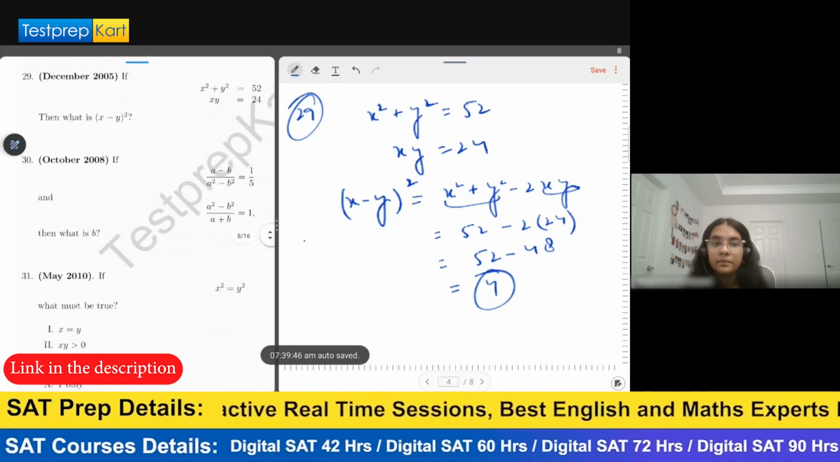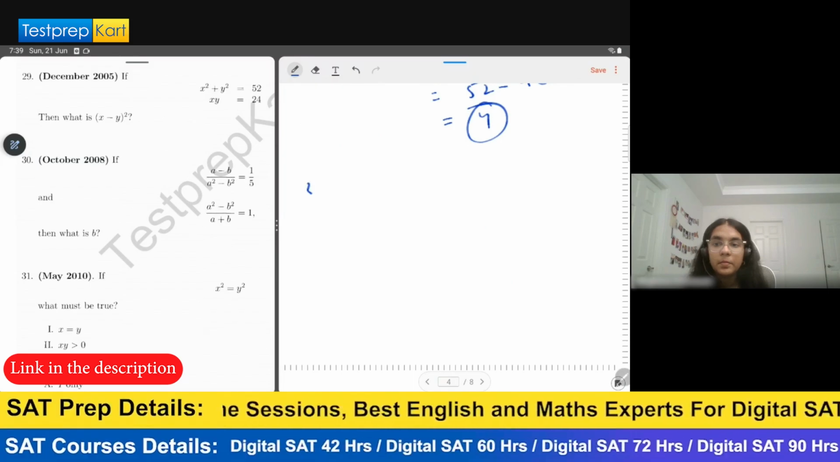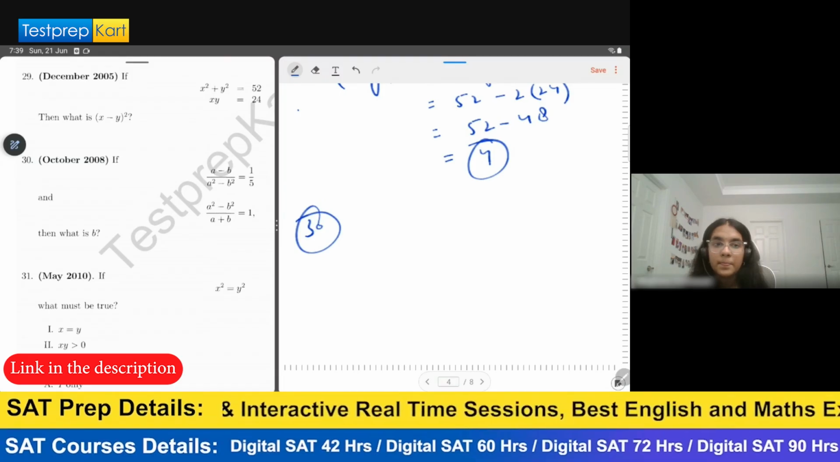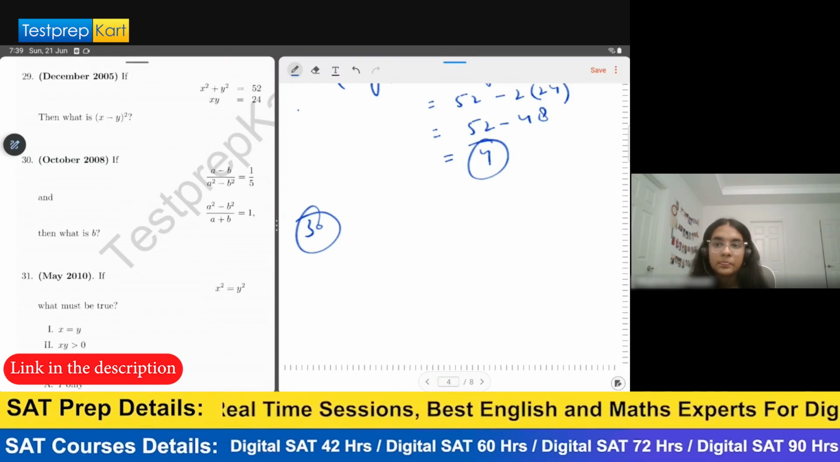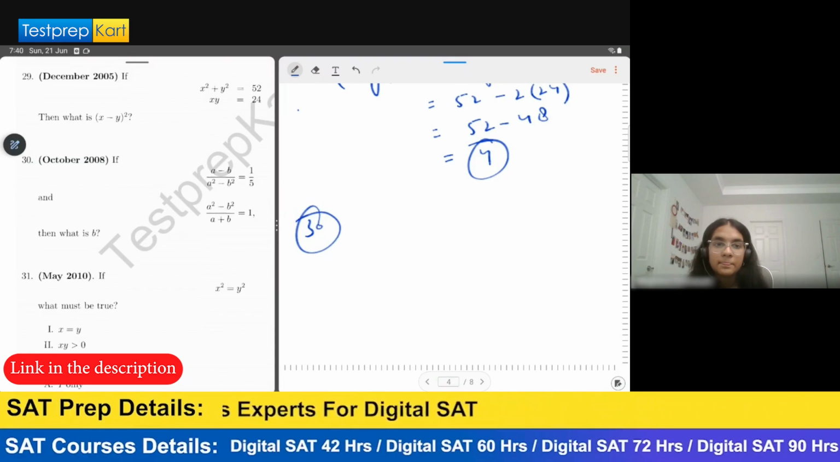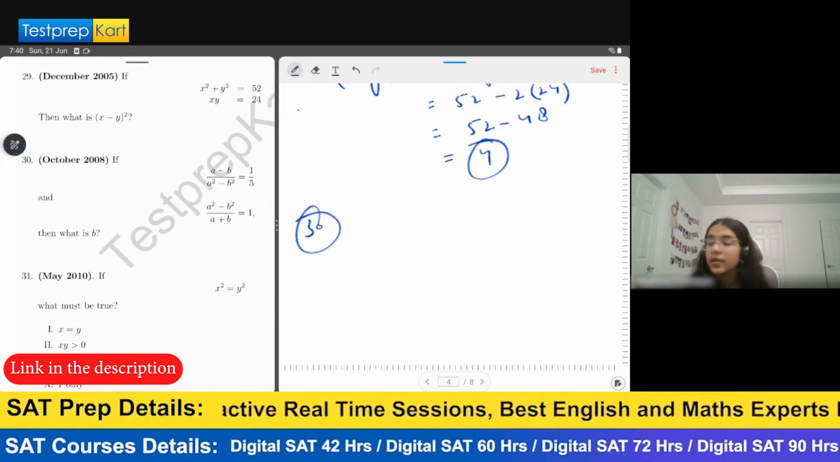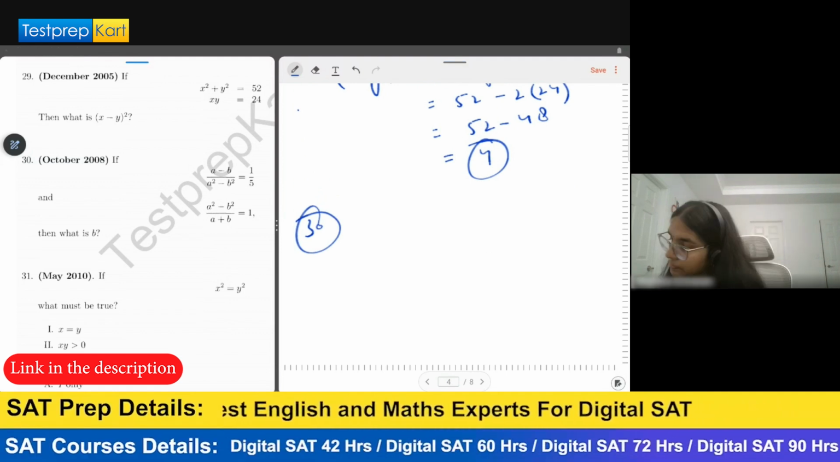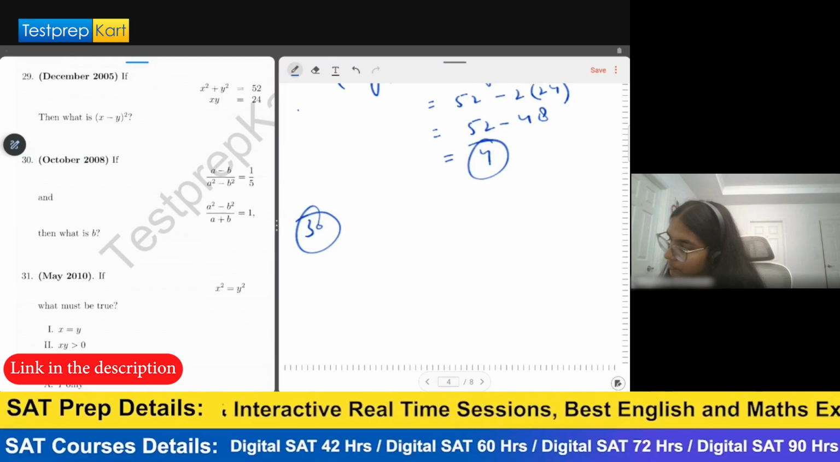Okay, let's look at the next one now. Look at this. A minus b divided by a square minus b square is 1 over 5. A square minus b square divided by a plus b, that's 1. Can you find the value of b? You have a pen and paper? Yeah, you can try this.